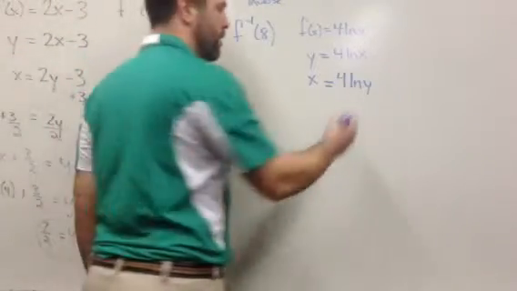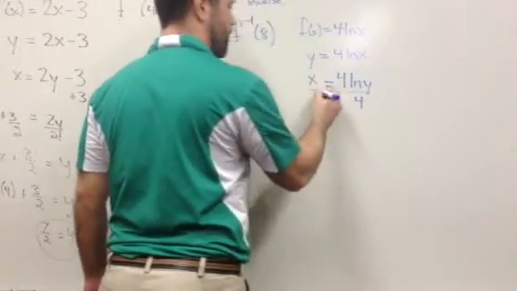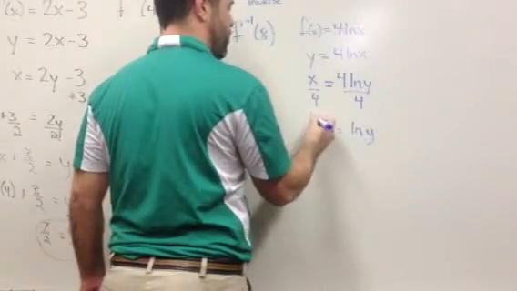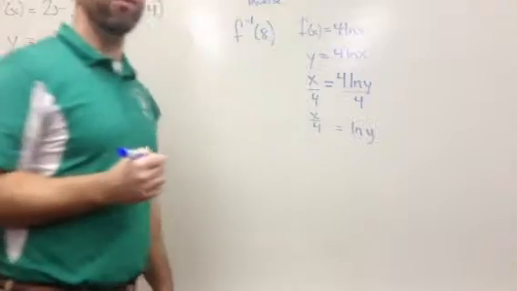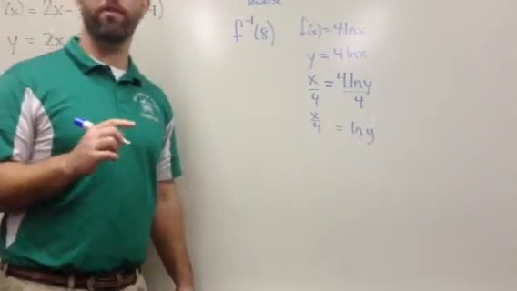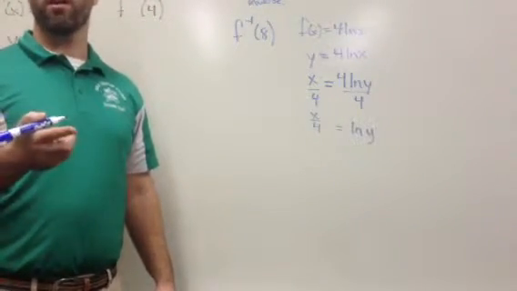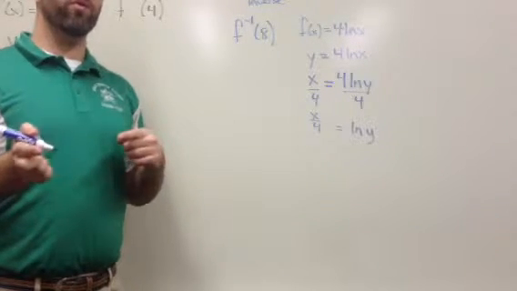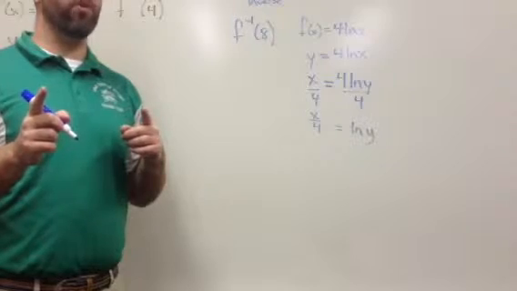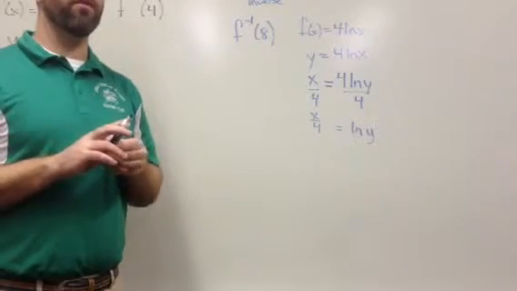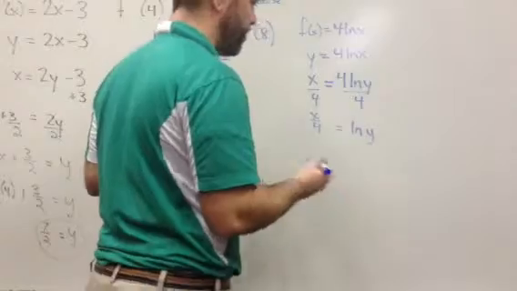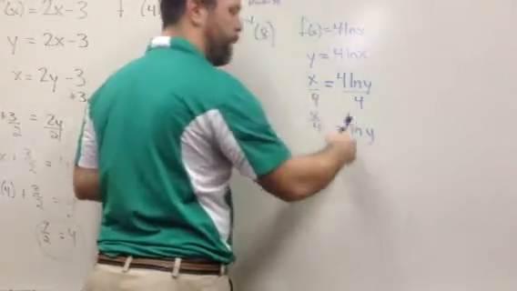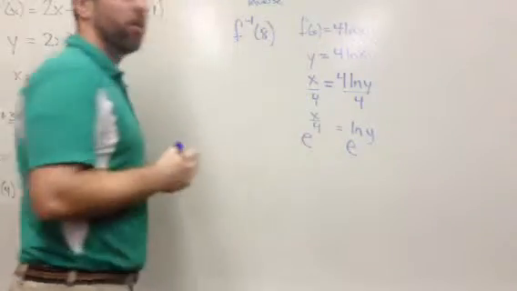Divide by 4? Yeah, divide by 4. Okay, now we have natural log of y is equal to x over 4. What is the inverse of natural log? What goes with the ln? Absolute x. You're thinking of when we took the derivative of it, the inverse. Libby? E. Okay, so what we actually do with this is we take e to that power of both.